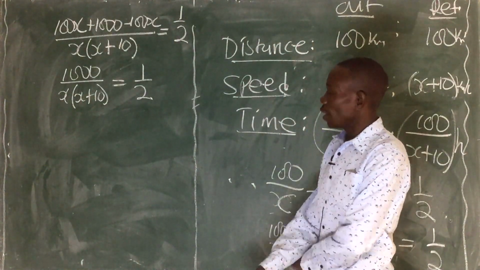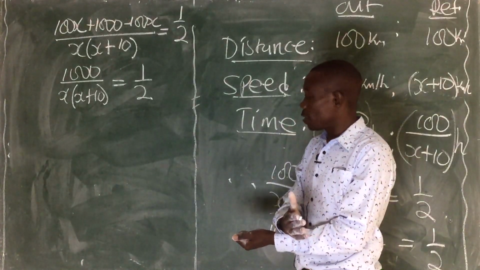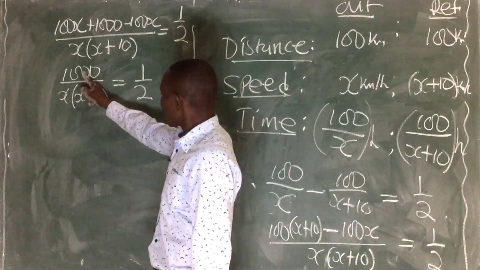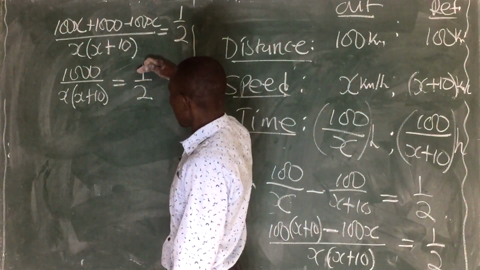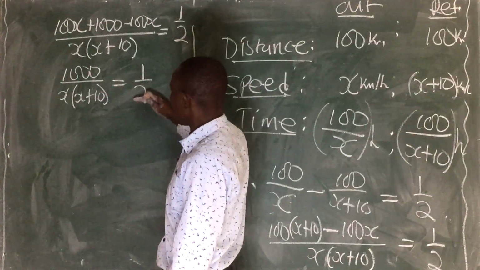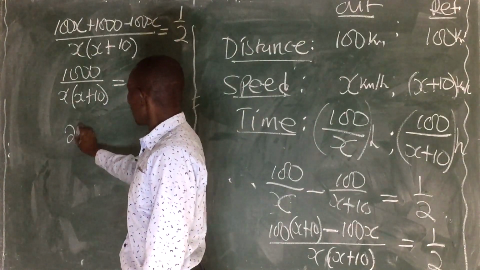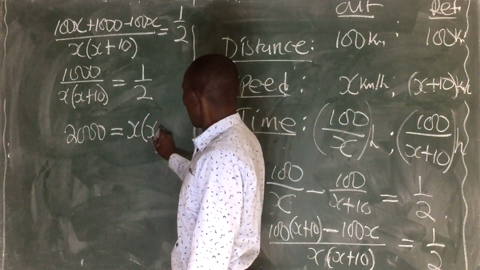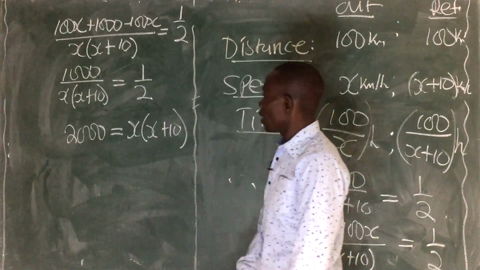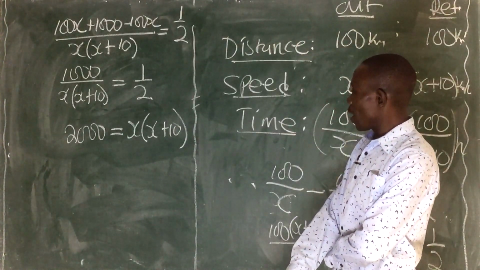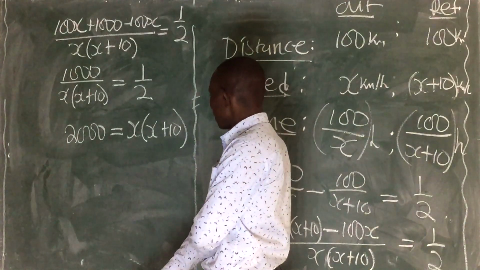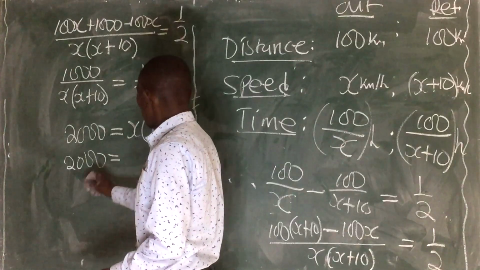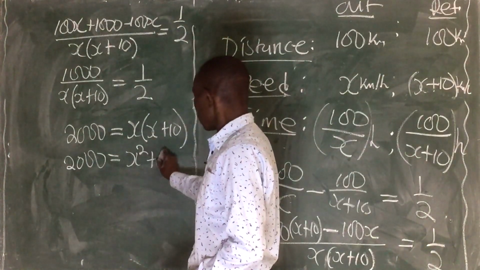So what do we do? The issue of cross multiplication now comes in. Remember what we did in the previous video? That's it. So what do we have? This multiplied by this and this multiplied by that. So the 1000 multiplied by 2 gives 2000, is equal to this multiplied by that, which will go to x plus 10. Now, from there, where do we go? What we have now is that we have to simplify this part here. We have got here now 2000, which is equal to x squared plus 10x.